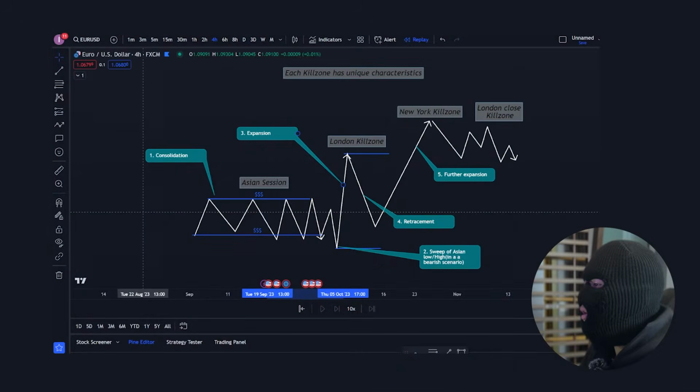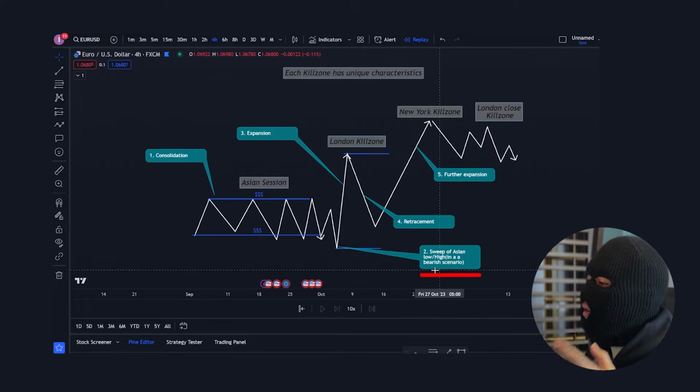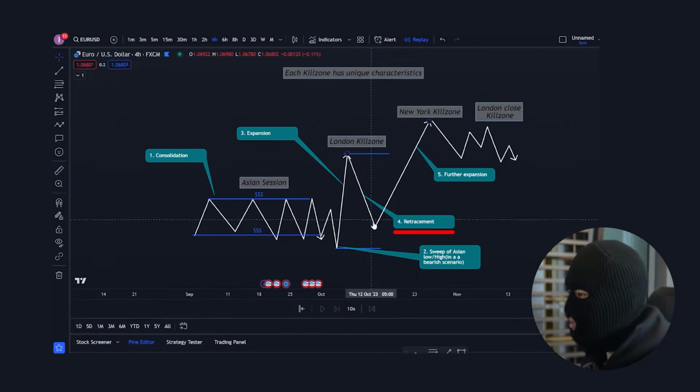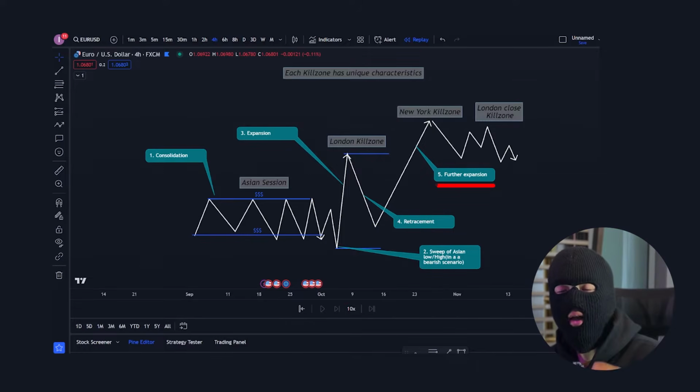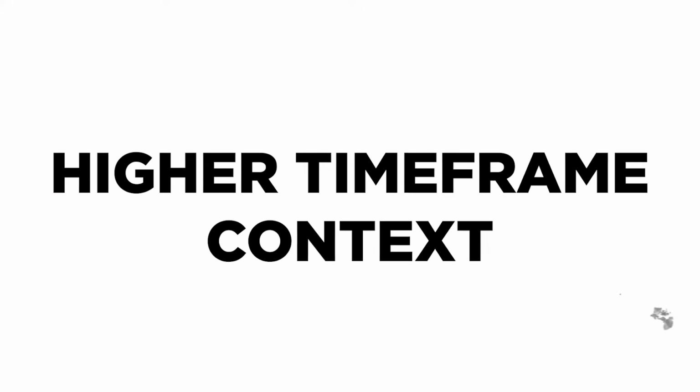Now, the market typically moves from number 1, a consolidation, number 2, a sweep during the London or New York Killzone, and number 3, followed up by an expansion, number 4, followed by a retracement, and last but not least, number 5, continued expansion. However, there are some scenarios in which Asia creates the high or low of the day, or perhaps even New York retraces instead of expanding further up. Now, how do we ensure that we avoid such anomalies? Very simple. We need to know the higher time frame context.